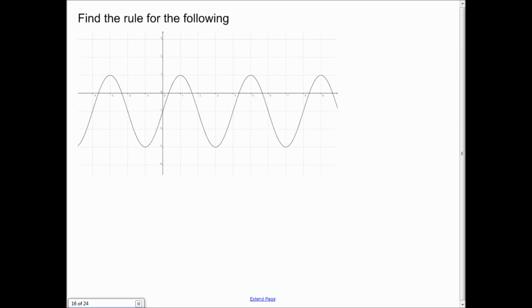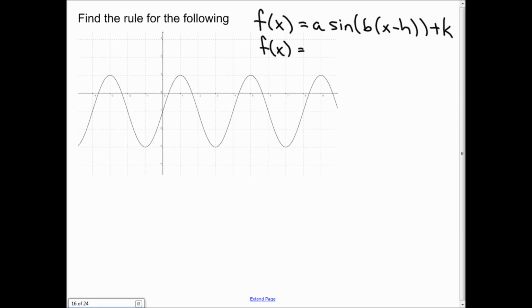Okay, ladies and gentlemen, so again we're going to take a look at finding the rule of a sinusoidal function. And let's remember that for sinusoidal functions we have the choice between using f of x is equal to a sine of b times (x minus h) plus k, and using f of x is equal to a cosine of b times (x minus h) plus k. Now we've already seen examples using the sine function. How about we try this example using the cosine function rule?